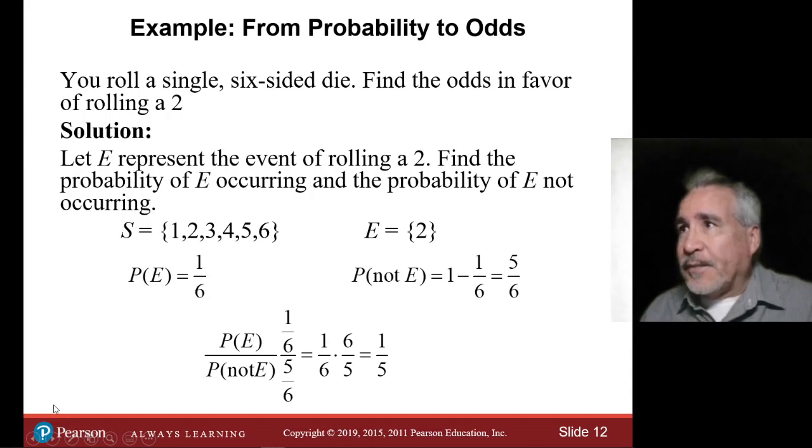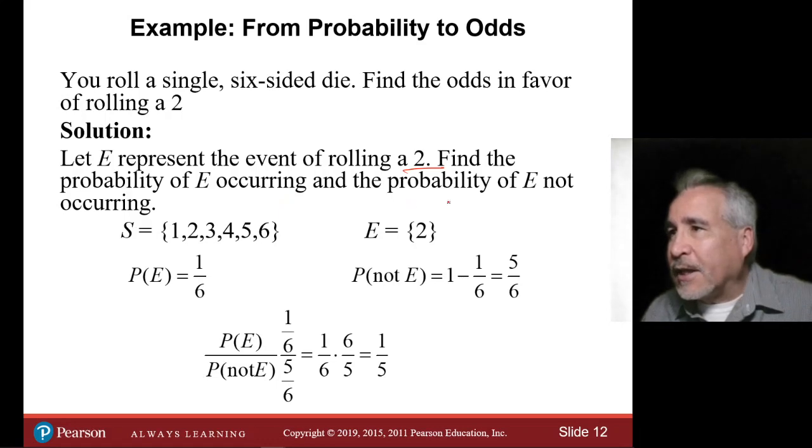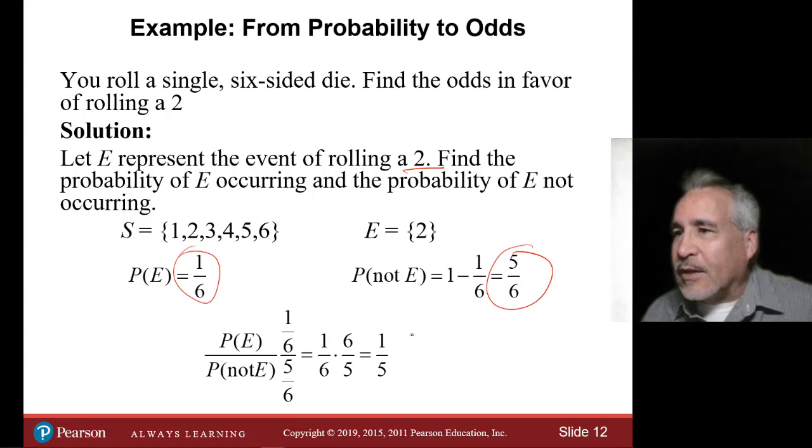Okay, so probability odds. It's also counting, but what we're counting is sort of wins to losses. So let E represent the event of rolling a 2. Find the probability of E occurring and the probability of E not occurring. Again, I'm not going to worry about this part of it. Probability of E occurring, a 2, is 1 out of 6. Probability of not occurring is going to be 5 out of 6. Okay. And so you could say the odds are 1/5, but I want to do this differently. I want to just count.